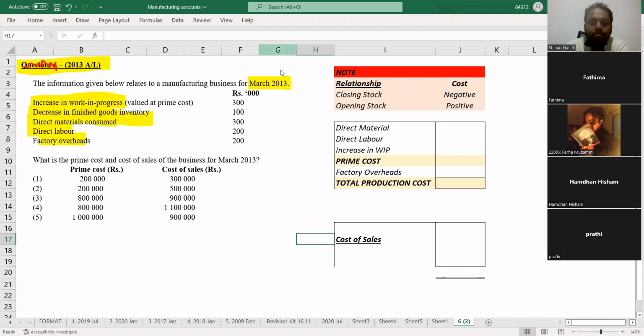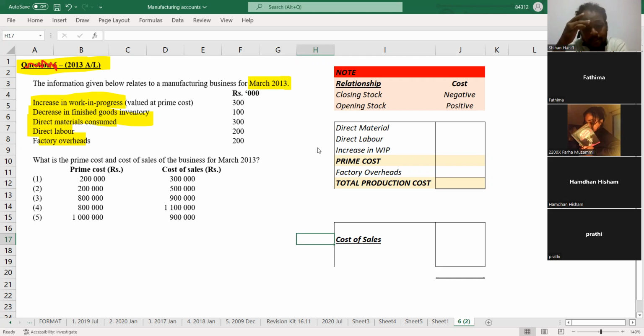See, this is how you get the questions, right? So you need to know the basic structure, how we calculate the prime cost, how we calculate the total production cost, where to adjust work in progress. So that is what we did at the beginning. Then the increase decrease part. How does it affect the total cost? Okay. So this question, what is the prime cost and cost of sales of the business for March 2013?